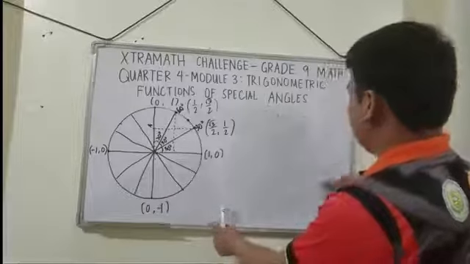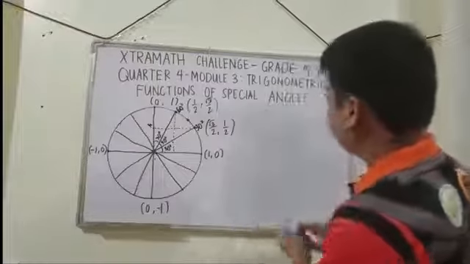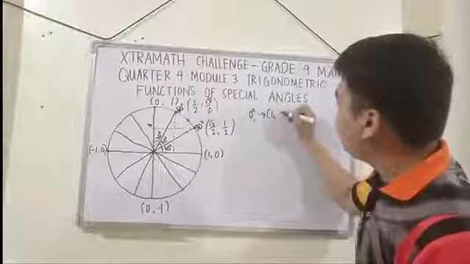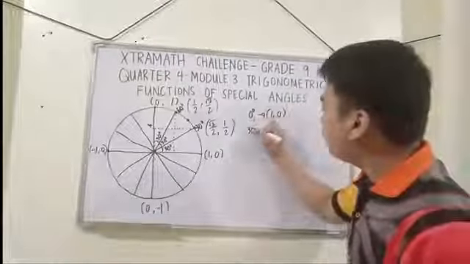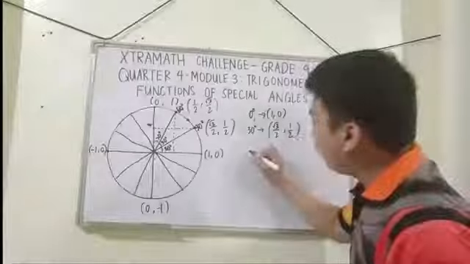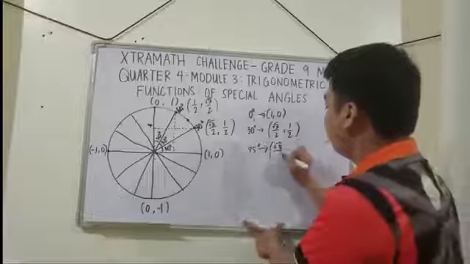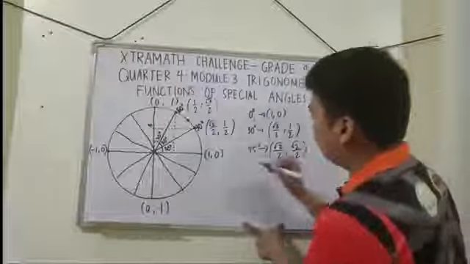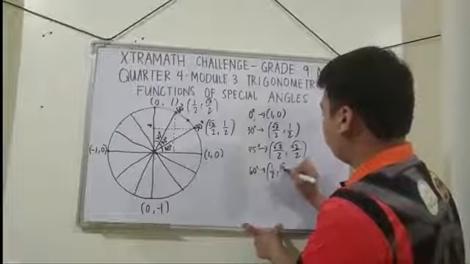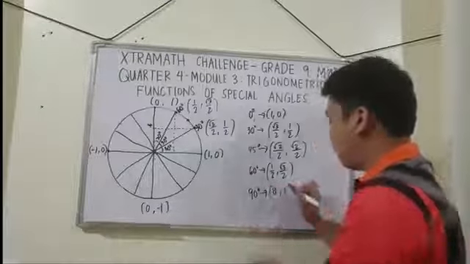So that means that the coordinate of 0 degrees is 1, 0. The coordinate of 30 degrees is square root of 3/2, 1/2. The coordinate of 45 degrees is square root of 2/2, square root of 2/2. The coordinate of 60 degrees is 1/2, square root of 3/2, and the coordinate of 90 degrees is 0, 1.